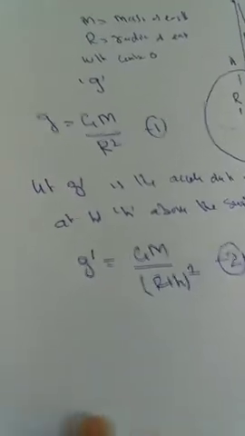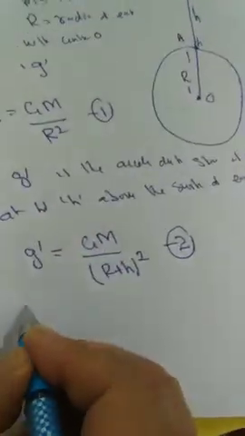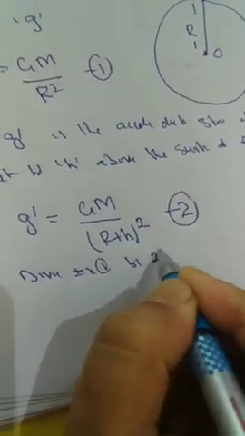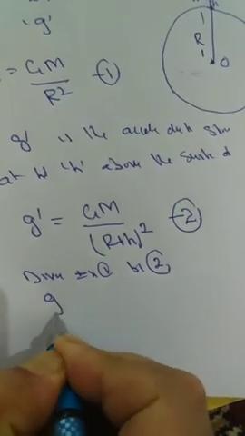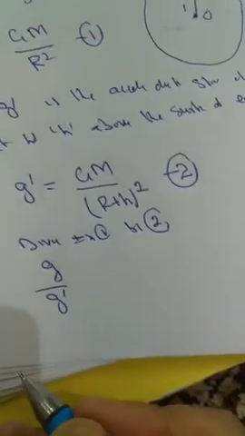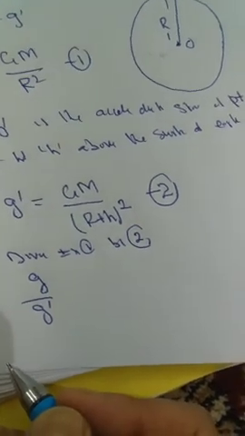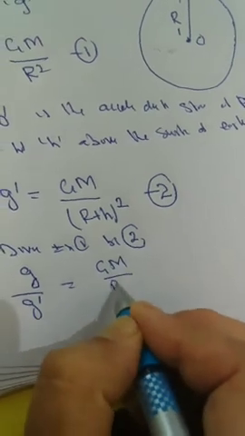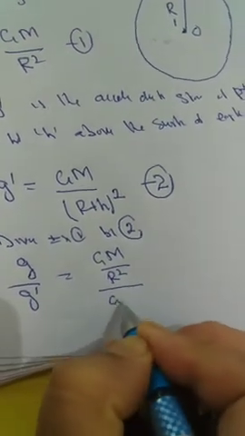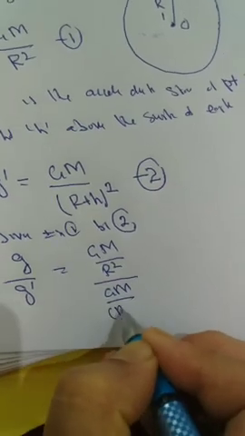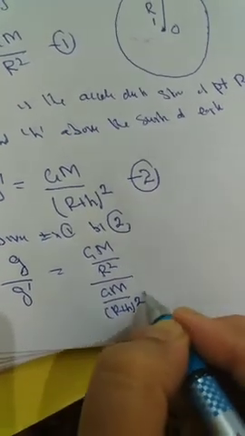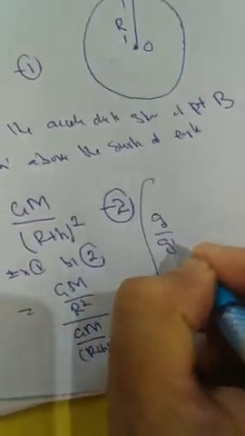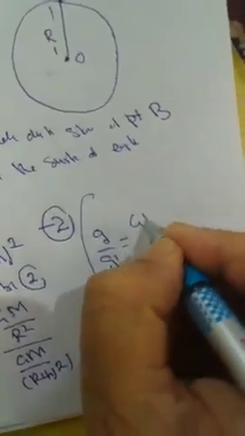Now we have got two equations, this equation and this equation. Now dividing equation first by second, when we divide it, that means g divided by g dash is equal to GM divided by r square, whole divided by GM divided by r plus h whole square.